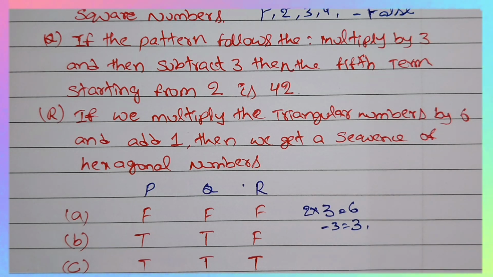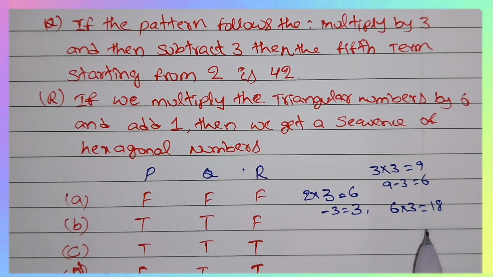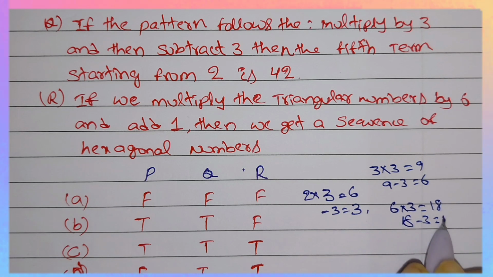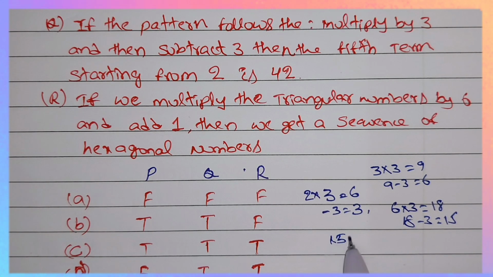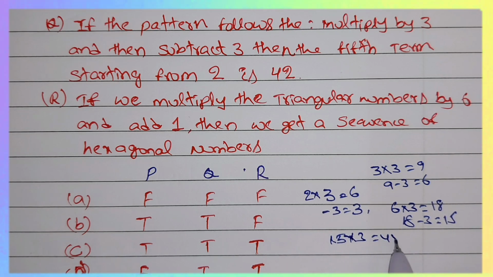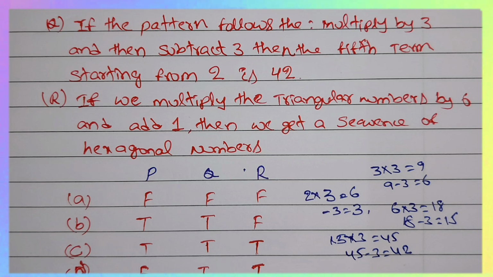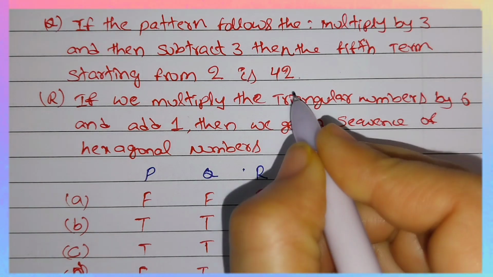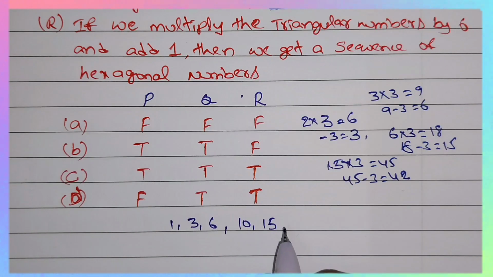Next one, if the pattern follows multiply by 3 and subtract 3, the fifth term is 42 starting from 2. So 2 3s are 6, 6 minus 3 is 3, 3 3s are 9, 9 minus 3 is 6, 6 3s are 18, 18 minus 3 equals 15, 15 3s are 45, 45 minus 3 is 42. So this Q is true and P is false.